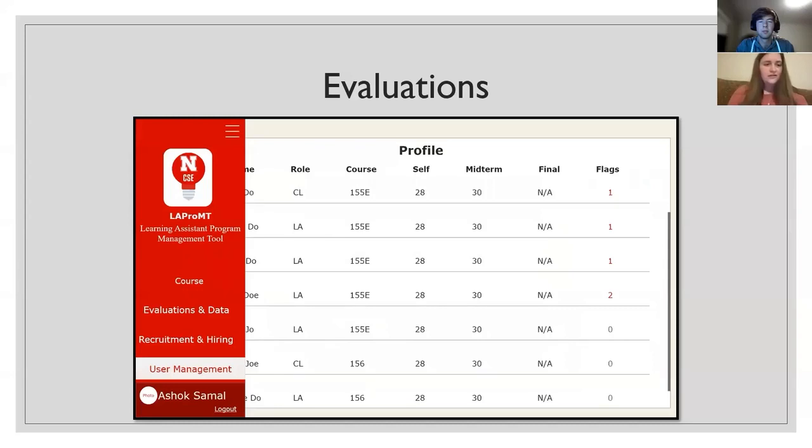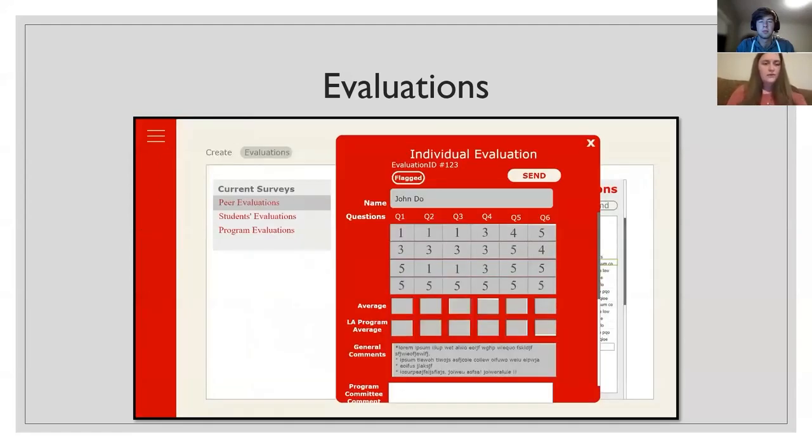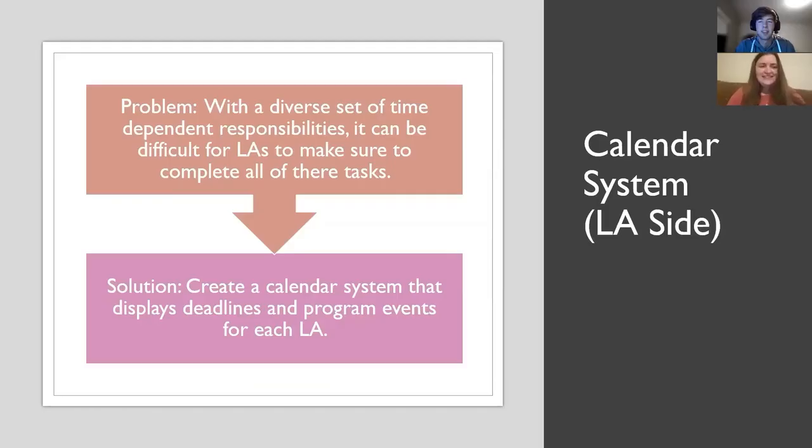And then this is just a view that we want to be able to see who all has completed it, what their scores are, any flags that might have happened, if they're a CL and LA, whatnot, to just have a view of everything. And then we also would like to have something that we can go into all of the different evaluations individually and see, like, a specific person, what they scored.